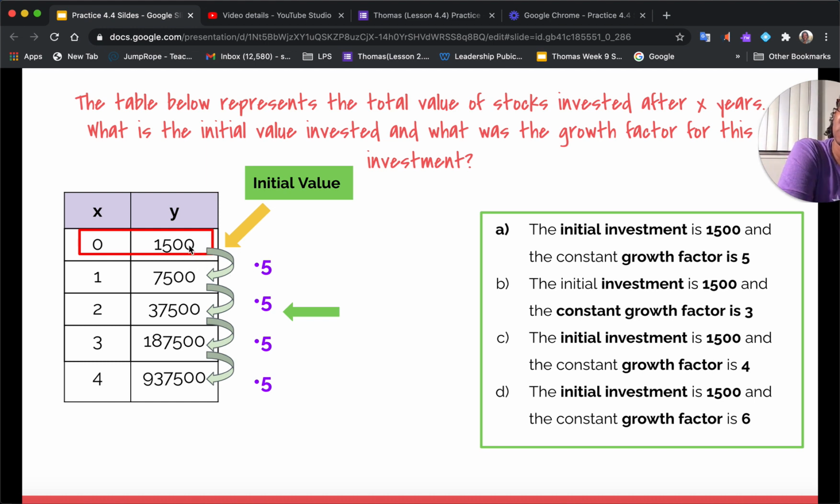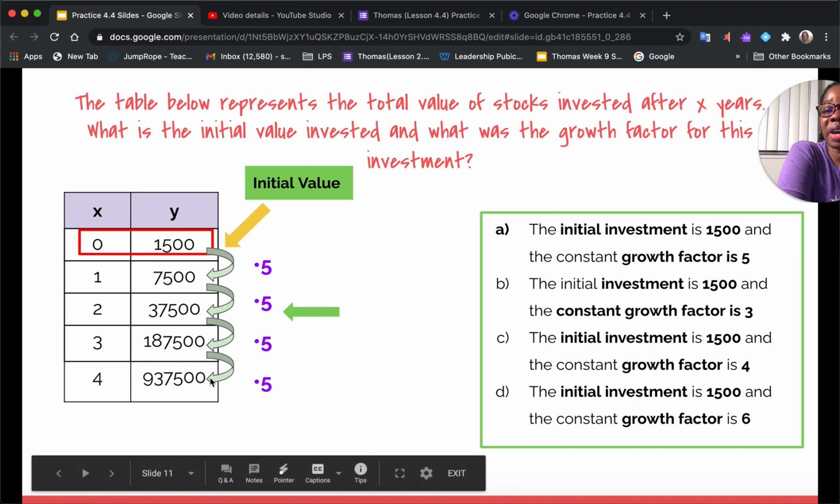So 1500 times 5 produces 7,500. 7,500 times 5 produces 37,500. 37,500 times 5 gives you 187,500. And 187,500 times 5 gives you 937,500.